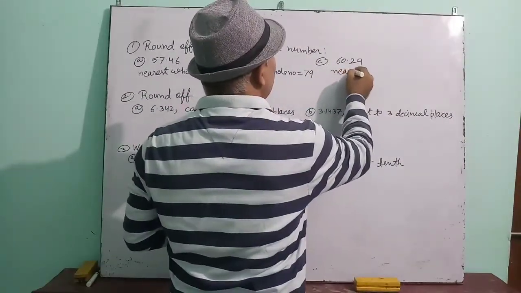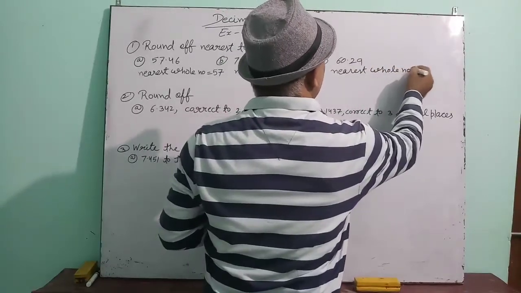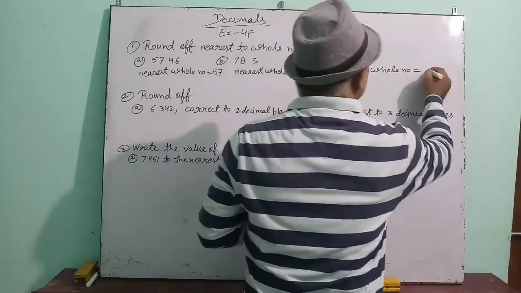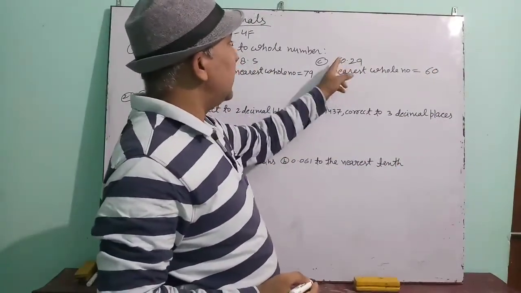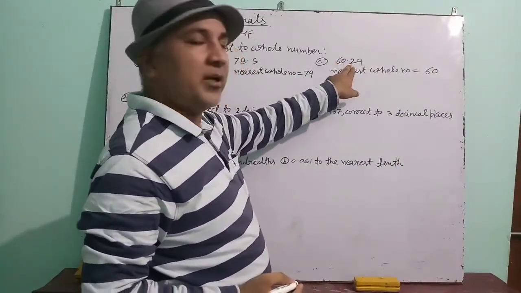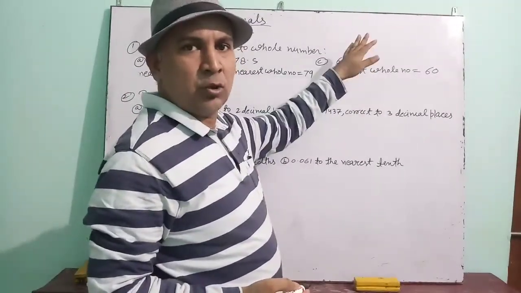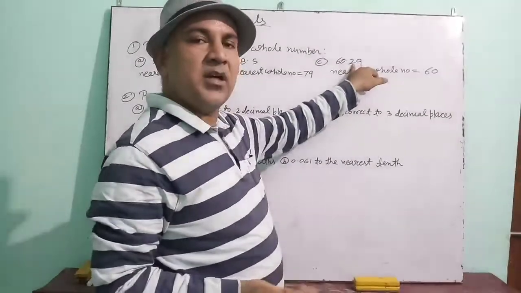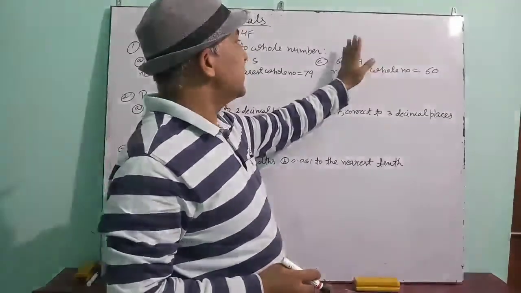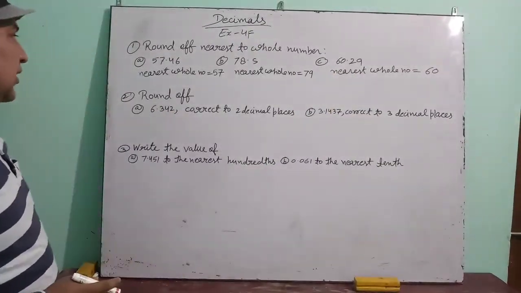60.29. Nearest whole number is equal to 60, because 60 is the whole number and just after the whole number is 2. Here 9 is meaningless, we are not going to look at that, because just after the 60 the number is less than 5. That is why these numbers will be removed and 60 will be the whole number.